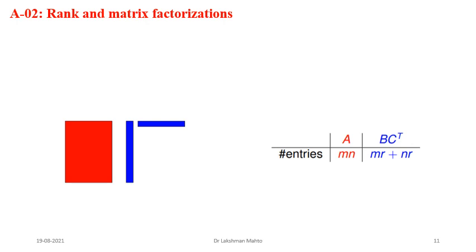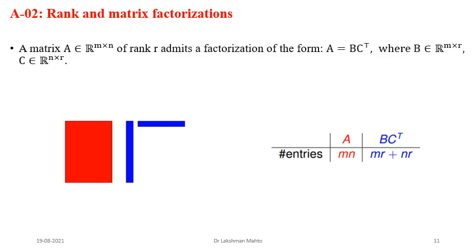Rank is talking about the number of linearly independent columns of a matrix, or simply, if you are seeing it in row reduced echelon form, the number of pivot columns or number of pivot rows. So that is the definition of the rank of a matrix. So consider an m by n matrix having rank r.